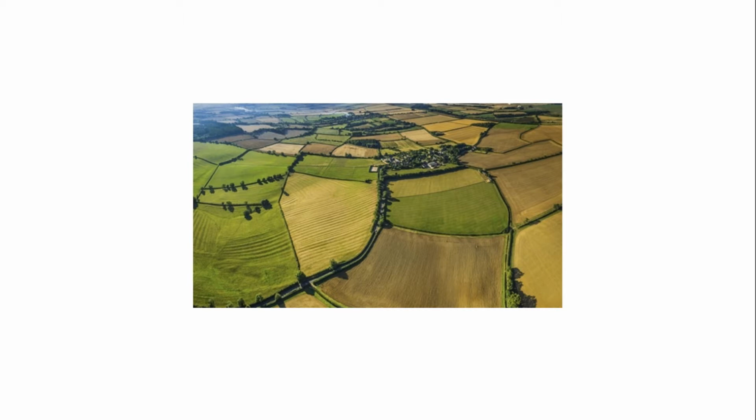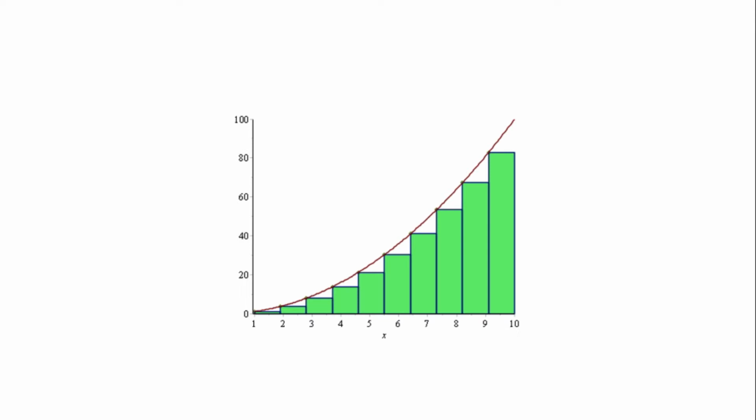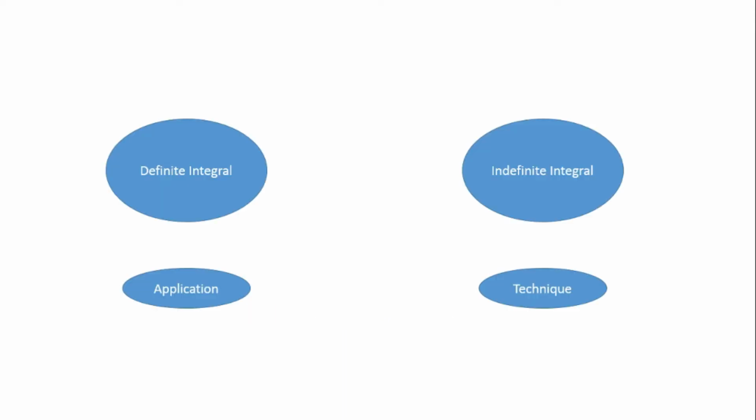Yeah, so that's why we need integration. By using integration, we can find the area of any shape. As I know, there are two types of integration, indefinite and definite integral. What is the difference? You use indefinite integral for the technique of integration, and you will use definite integral for the application of integration.